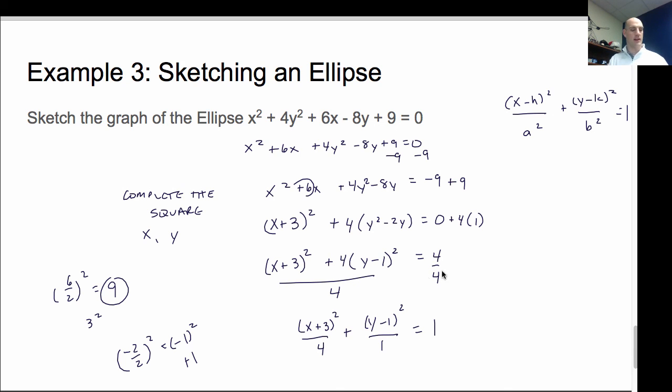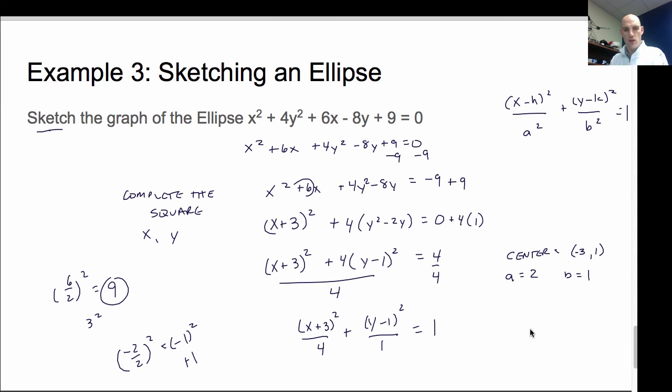Okay, and so what am I looking at here? I'm looking at finding my center so I can sketch my graph. My center is whatever I'm subtracting from my x term. So my center is 3, but because I'm subtracting, it's got to be negative, so it's negative 3. And whatever I'm subtracting over here is my k, so 1. And a is the square root of the denominator here, so my a has to be 2, right? And my b is the square root of whatever's on the bottom here, so my b is equal to 1.